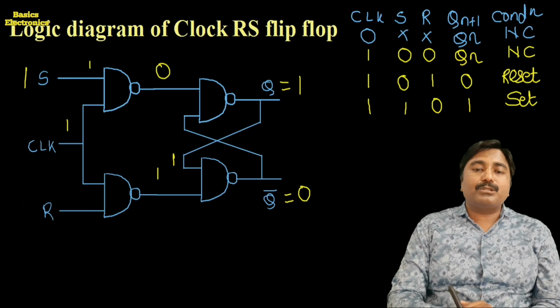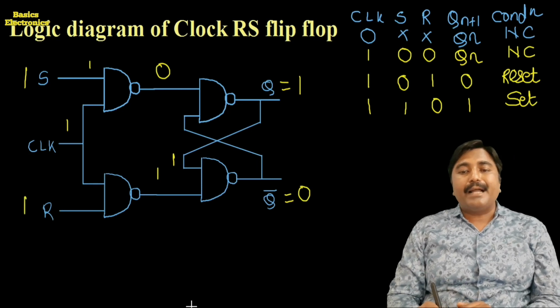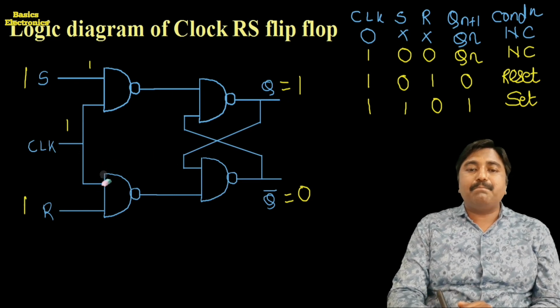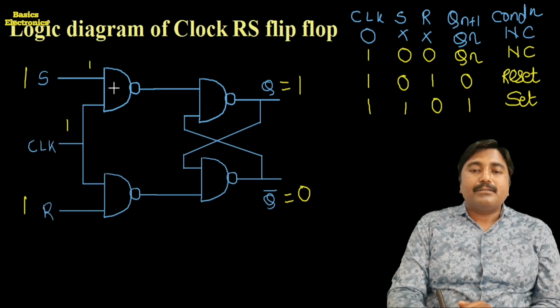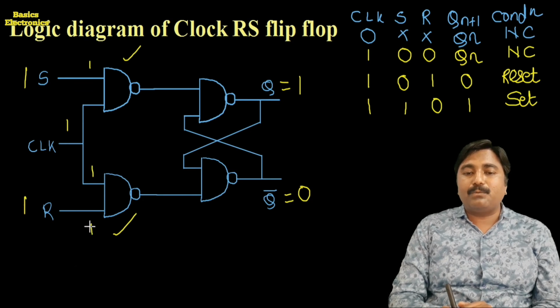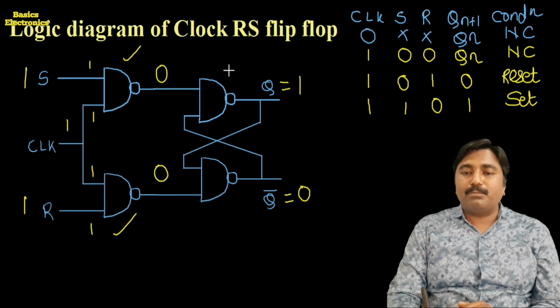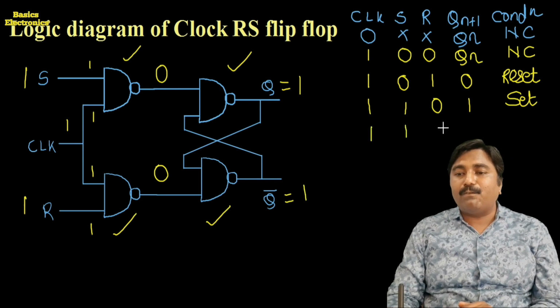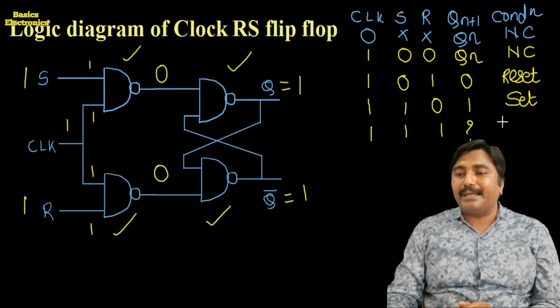If both the inputs S and R are equal to 1 1, at that time we get the invalid state. How do we get the invalid condition? See here, the inputs to the upper NAND gate and the lower gate are 1 1. Both outputs are 0 0, and one input of the upper gate is 1 and of the lower gate is 1. So the upper gate tries to produce a high output, as well as the lower gate, which means 1 1. Here there is a question mark, and we get the invalid condition.